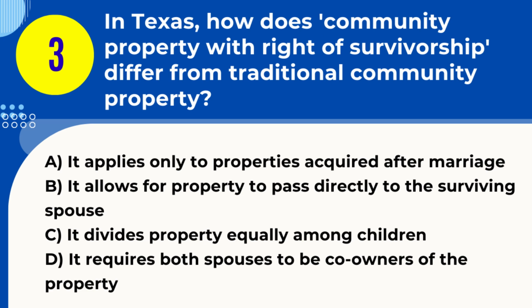Question 3. In Texas, how does community property with right of survivorship differ from traditional community property? A. It applies only to properties acquired after marriage. B. It allows for property to pass directly to the surviving spouse. C. It divides property equally among children. D. It requires both spouses to be co-owners of the property.